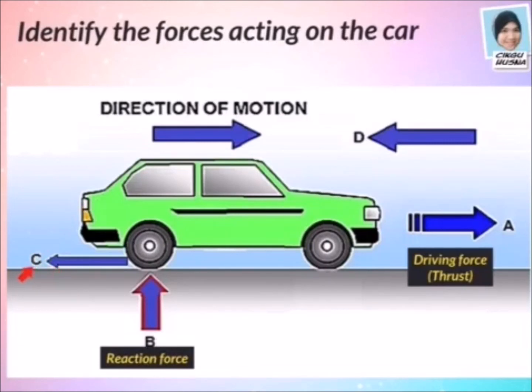And when you look at arrow C, you can see that the direction of arrow C is the opposite of the direction of motion. And for arrow C, it is between the surface of the ground and the surface of the tire. So this is two surfaces. Therefore, it is friction. And the last one, arrow D, same as arrow C, it is opposite to the direction of motion. So D is a type of friction. The other type of friction that we've learned in this video is air resistance.